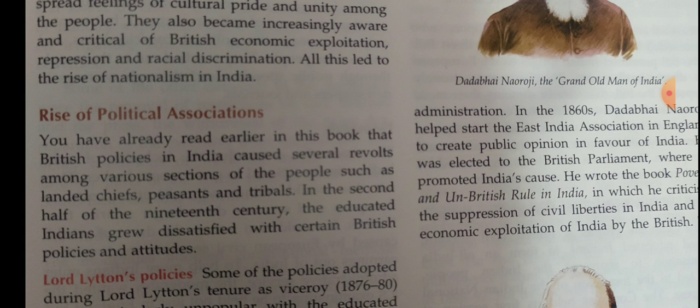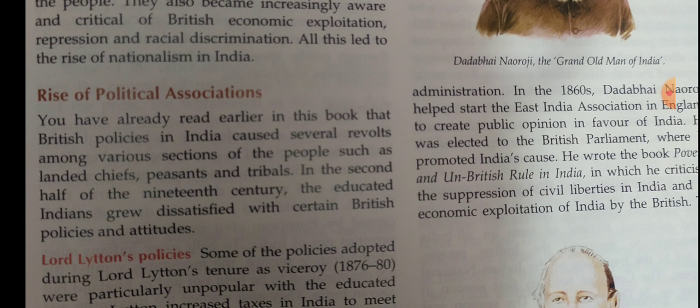Here we can see the early political associations. Around the 1850s, educated Indians started forming political associations to voice their discontent and to demand greater participation of Indians in administration. In the 1850s, the educated Indians formed political associations for what? For showing discontent and to demand greater participation of Indians in the administration.